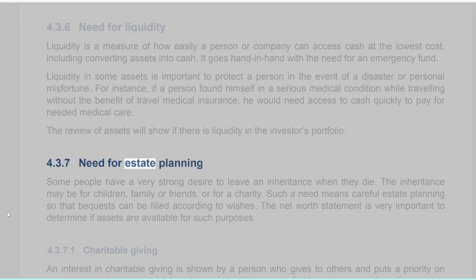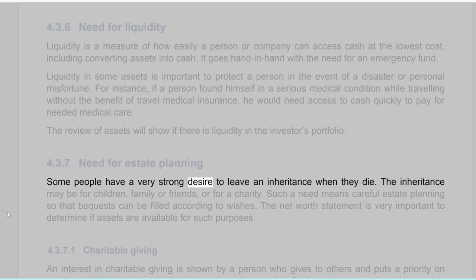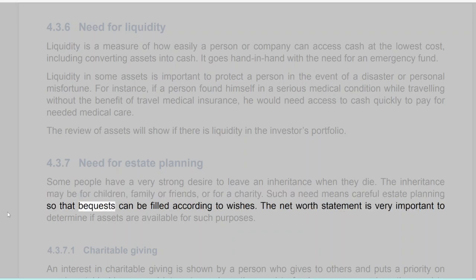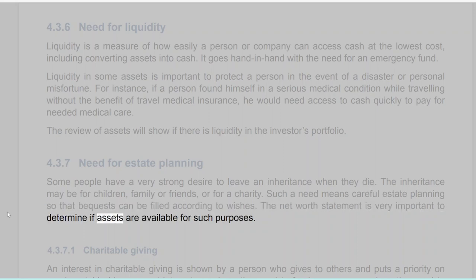4.3.7 Need for estate planning. Some people have a very strong desire to leave an inheritance when they die. The inheritance may be for children, family or friends, or for a charity. Such a need means careful estate planning so that bequests can be fulfilled according to wishes. The net worth statement is very important to determine if assets are available for such purposes.